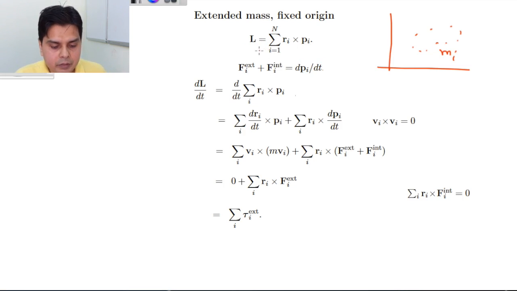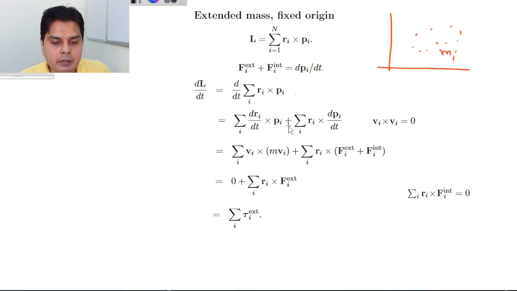For a collection of particles, my L will be the summation of Ri cross Pi. Now we have seen in Newton's second law derivation for a collection of particles that Fi external plus Fi internal is equal to dPi by dt, where Pi is the momentum of the ith particle. So when I write dL by dt, it will become d by dt of summation Ri cross Pi.